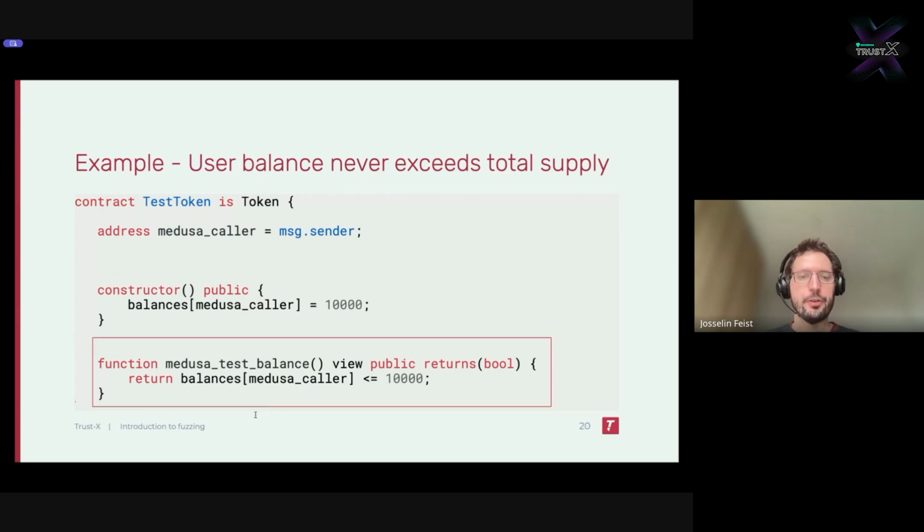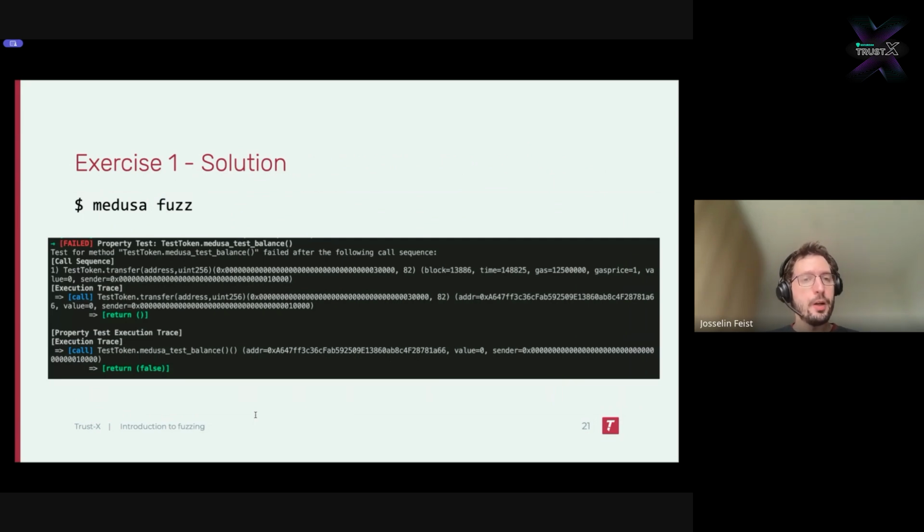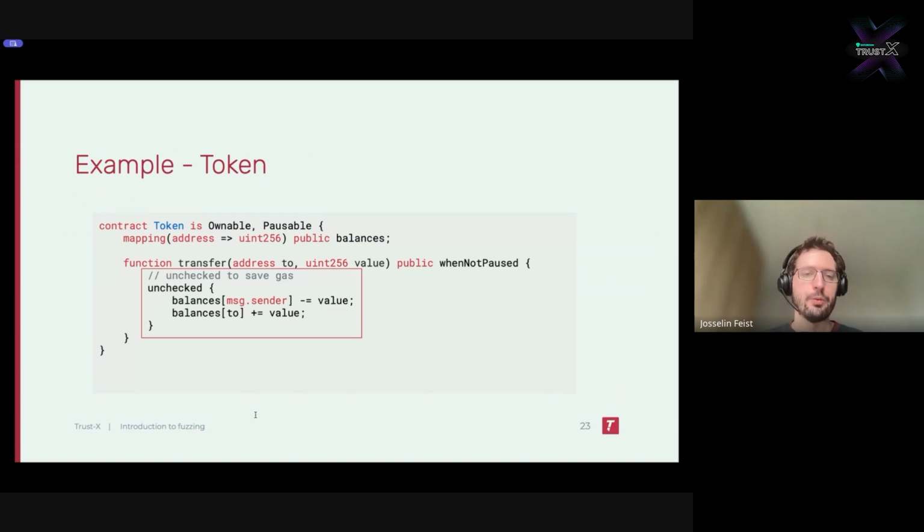Yeah, here's the invariant. Now, if you run this with Medusa, which is a command line tool, it's going to run for probably 5 seconds, and then it's going to tell you, I found a way to break this invariant, and basically I call a transfer function. I send a large amount to some address, and if you go back to the code base, you will find out what I've described, that there is an underflow here.